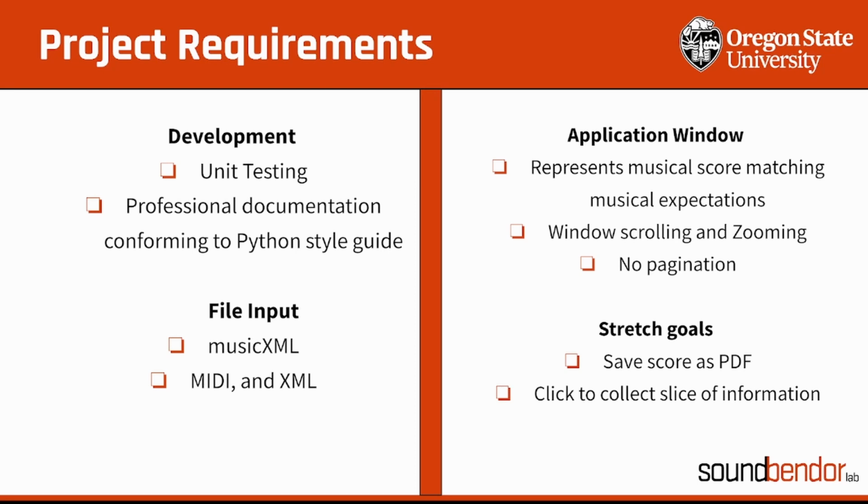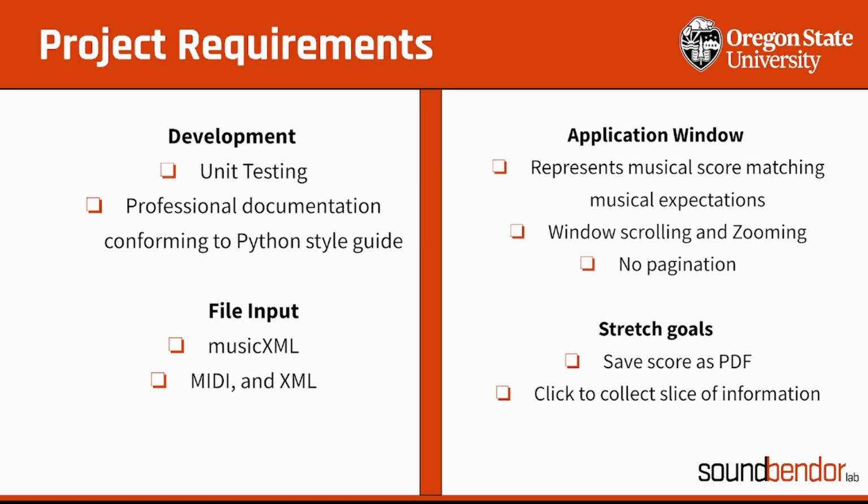For the application window, a requirement was that it would represent a musical score passed in as input while conforming to musical expectations. Additionally, the application window itself would include window scrolling and zooming as user input. In particular, the window scrolling functionality should be able to take the location of the cursor as input from the user. As the cursor approaches the edges, the window should scroll in that respective direction.